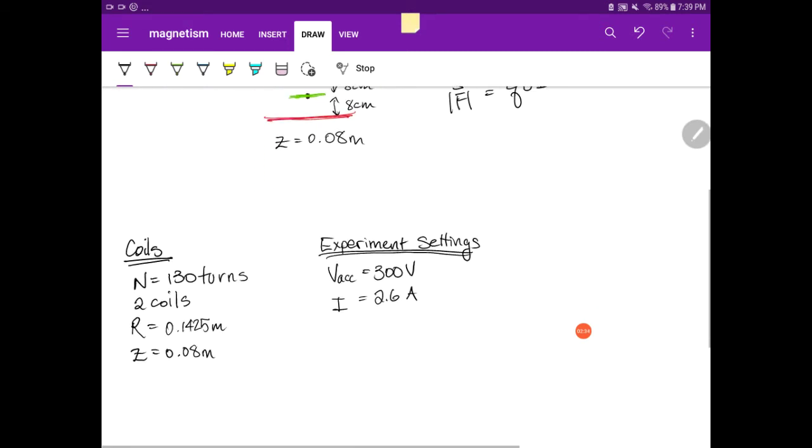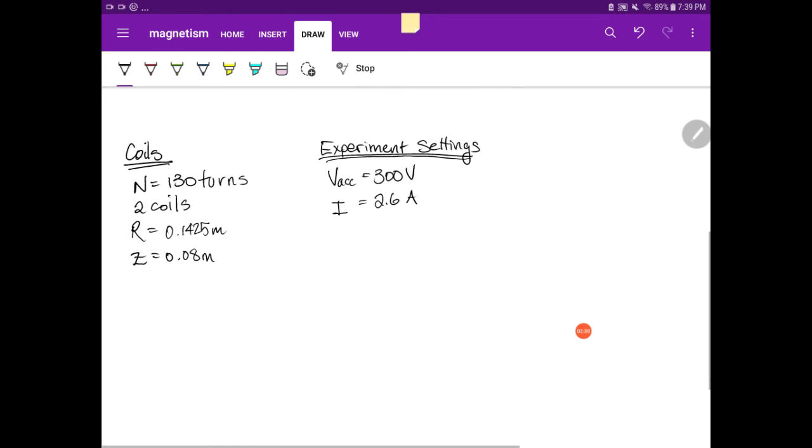And so if we write down our experimental settings, there are 130 turns in each coil. There are two coils. The coils have a radius of 14.25 centimeters, and the position of the charge that's being affected by the magnetic field of the coils is 8 centimeters away from the coil. And so we did an experiment where we set the accelerating voltage for the electrons at 300 volts, that will come up later, and the current to create the magnetic field was 2.6 amps.